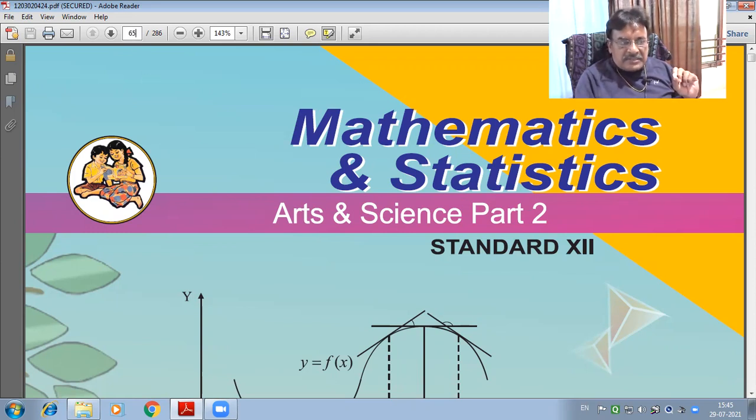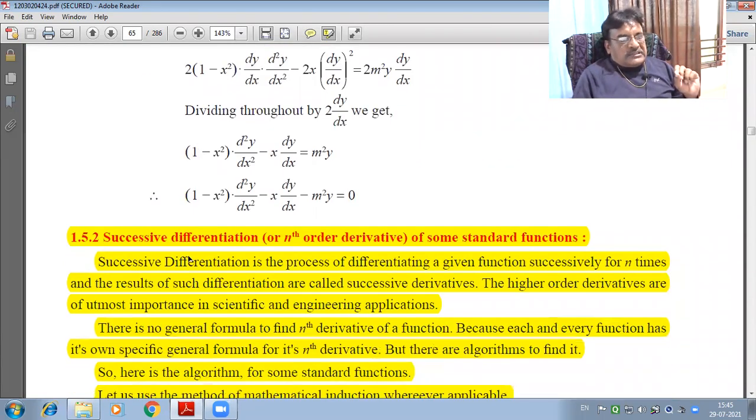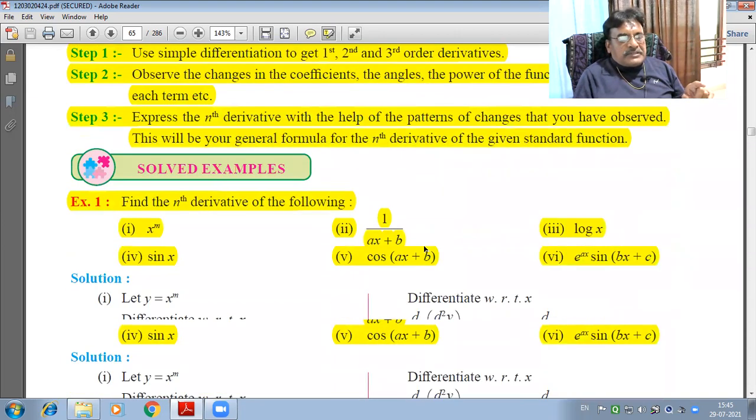And in differentiation, successive differentiation or nth order derivative of some standard functions is deleted. That is, in differentiation, successive differentiation is deleted.